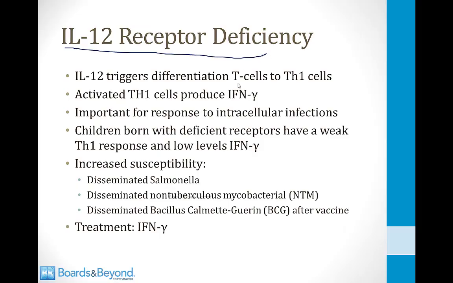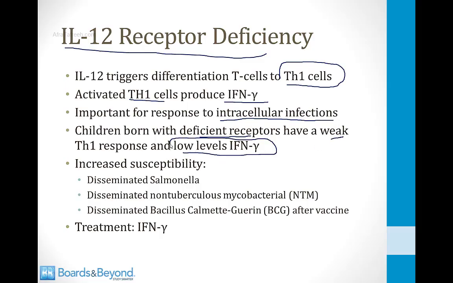Recall that IL-12 triggers the differentiation of T cells into Th1 cells, and activated Th1 cells produce interferon gamma. And these two things are important for the response to intracellular infections, especially the response to some mycobacterial infections. Very rarely children are born with deficient receptors, and these children have a weak Th1 response and they have low levels of interferon gamma. And in these children, it's been shown that they have increased susceptibility to some non-tuberculosis mycobacterial infection. They also tend to get more disseminated salmonella infections.